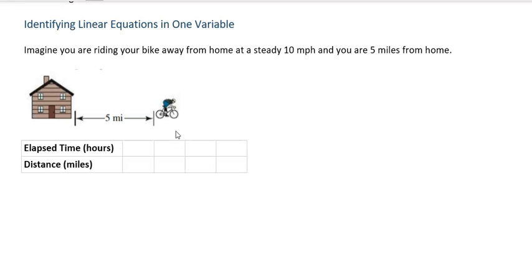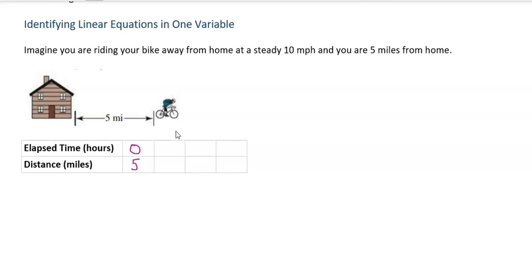So the first thing we're looking at is identifying linear equations in one variable, so just figuring out what it is just by the situation. So the example here is imagine you're riding your bike away from home at a steady 10 miles per hour. And you're 5 miles from home. So we're starting at 5 miles away. So that means at time 0, so this is how algebra always begins, at 0, it's the easiest way to think of it, the distance is already 5 miles. Okay, so we're starting 5 miles away at time 0.